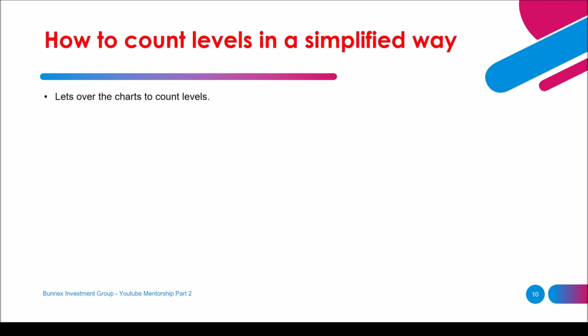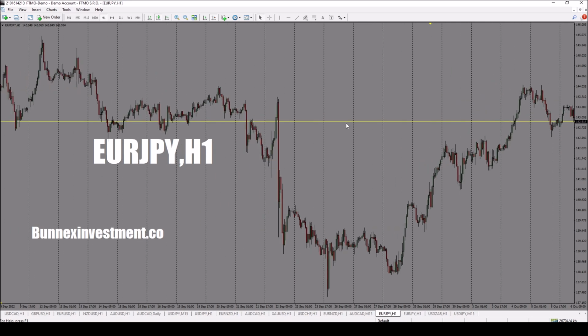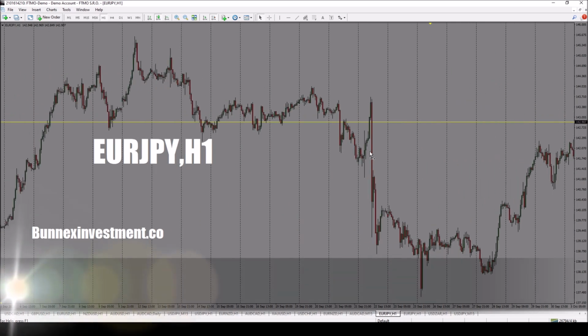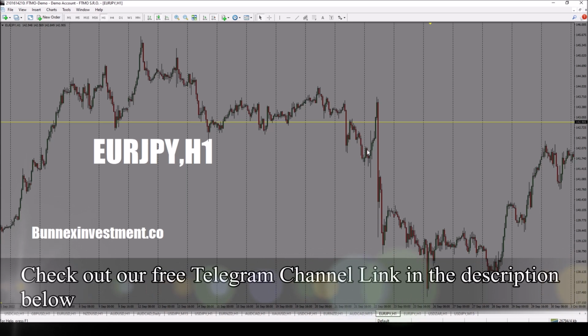So let's go over the charts to actually learn how to count levels in a simplified way and learn how to trade off reversal points and have the most important notes. So this is euro against JPY. We are going to use this for illustration.